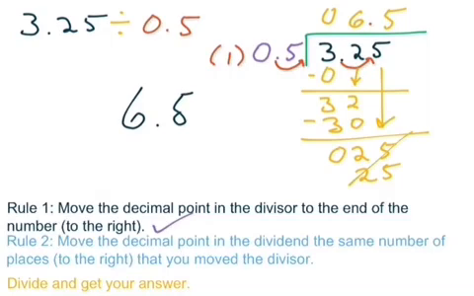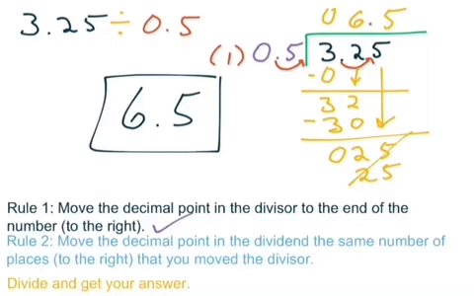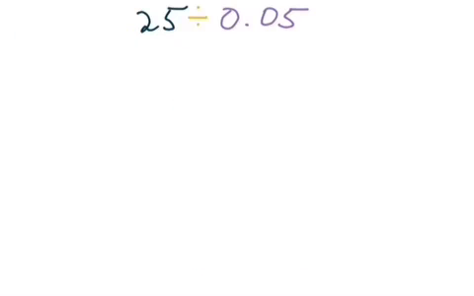So if I do this accurately, 6 and 5 tenths. Putting your decimal in the right place is very important here. Division, a lot of us are very familiar with, but that place value with the decimal point is going to make or break your answer. Try this example here. 25 divided by 0.05.